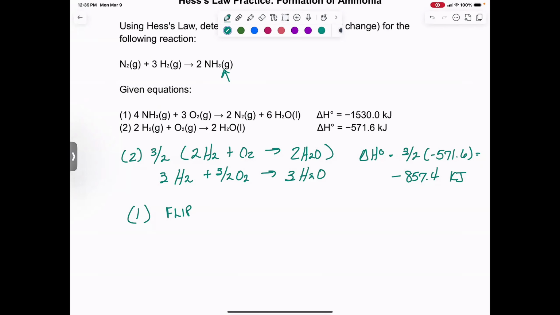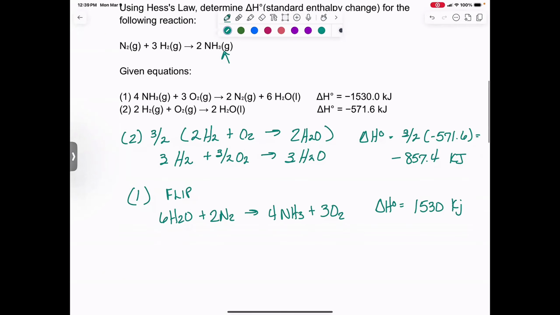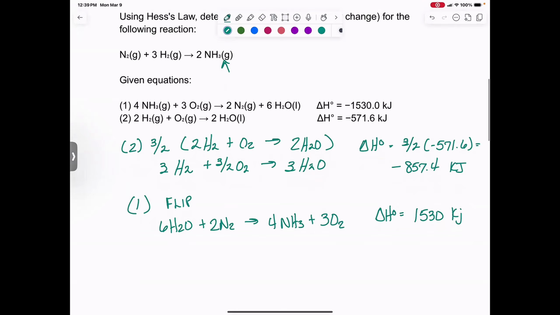So I'm going to go ahead and flip number 1 and say, okay, now we have 6 waters plus 2 nitrogens to get 4 NH3s and 3 O2s. And so delta H here would just end up being 1530 kilojoules. Notice I just flipped the sign. So we're saying that this reaction here, the new one with the 6 waters and 2 nitrogen molecules on the left, is endothermic. I'll add the positive sign just to be clear. And then now I'm going to divide by 2.